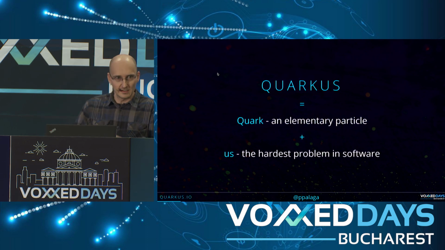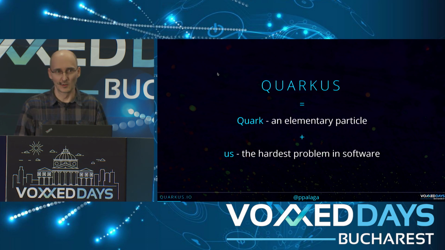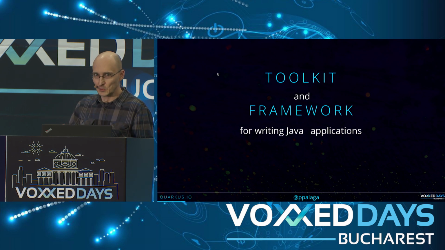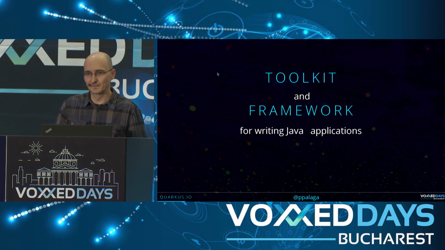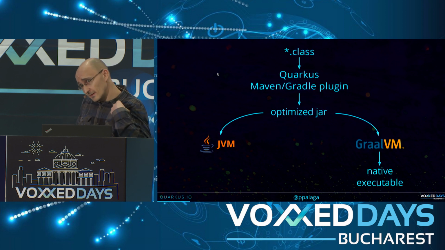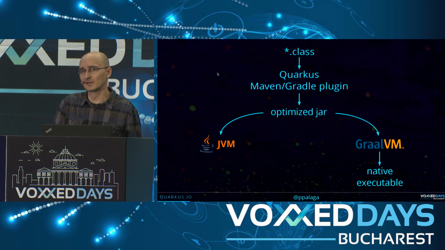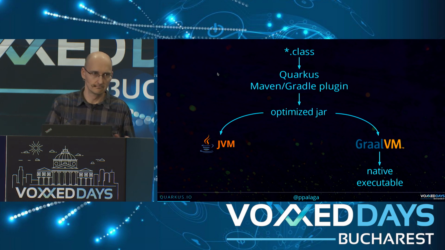First, the name. It consists of quark, the elementary particle, and us, the hardest problem in the software. When we want to classify it somehow, it's a toolkit in the first place, and a framework too. I say it's a toolkit in the first place because it's not only for Java, it's also for Kotlin. If you as Java developers are going to do the normal, usual, common things, Quarkus is going to be only a part of your build setup, either as a Maven or a Gradle plugin, right?